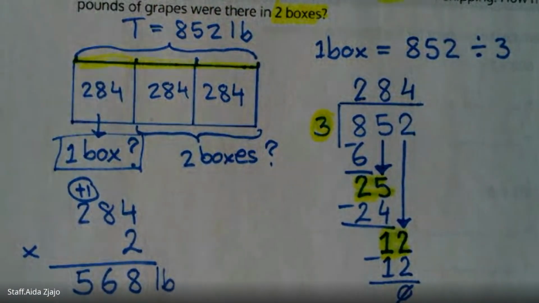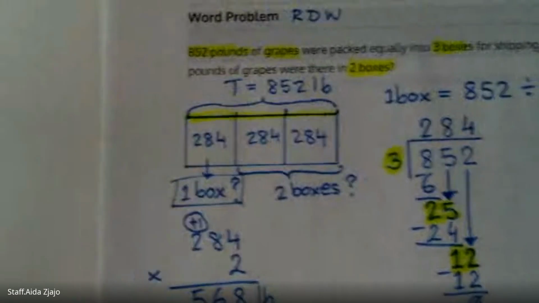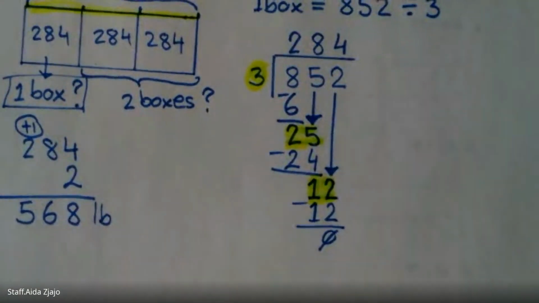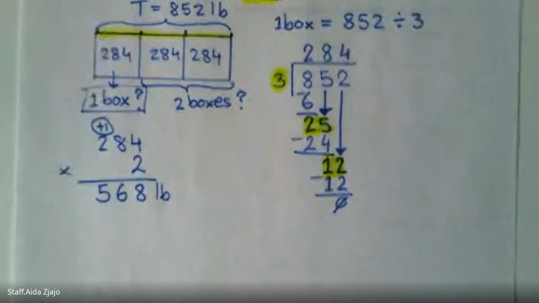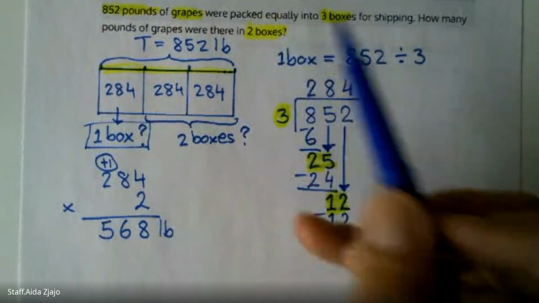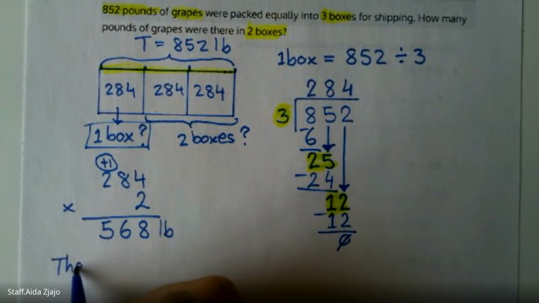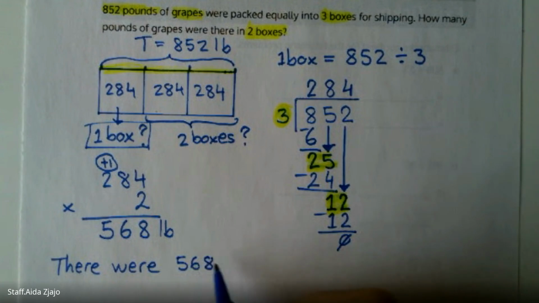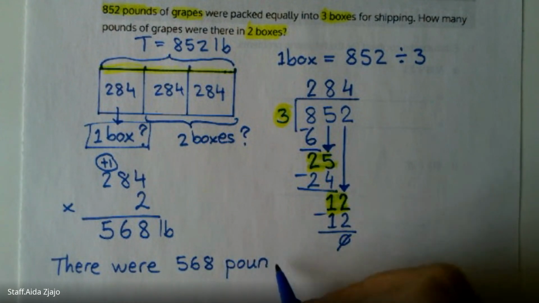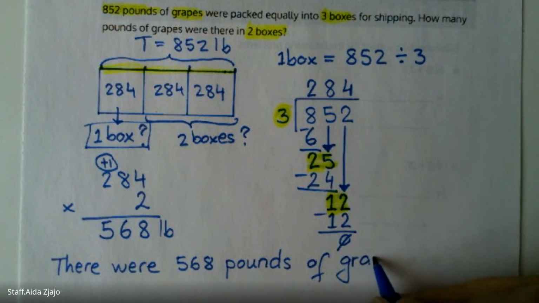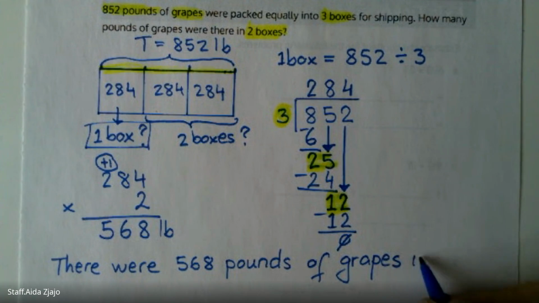And now we need to write the answer. So let me make that smaller. Sorry, guys. There you go. All right, that's enough. How many pounds of grapes were there in two boxes? There were 268 pounds of grapes in two boxes.